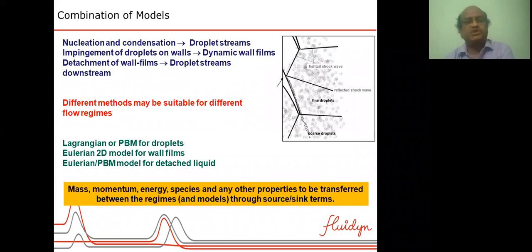This model considers nucleation, and condensation is modeled as droplet streams, again in an Eulerian framework, but there is also impingement of droplets on the wall, which leads to dynamic wall films, that is, films which are changing in thickness and position with time, and there could be detachment of the wall films from the surfaces. So in this case, we had to use different methods for different flow regimes. We used a Lagrangian or population balance based method, Eulerian for droplets, an Eulerian 2D model for the wall film, which is treated as continuous, and again an Eulerian or PBM model for the detached liquids.